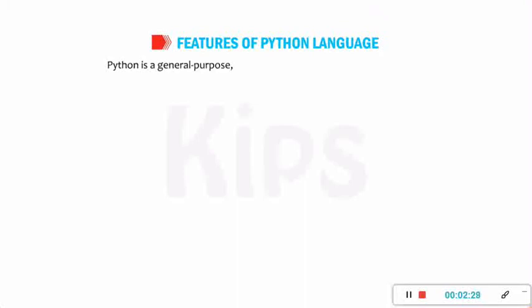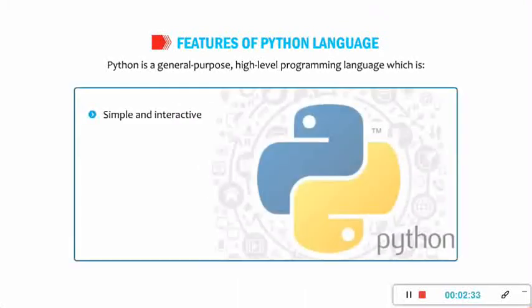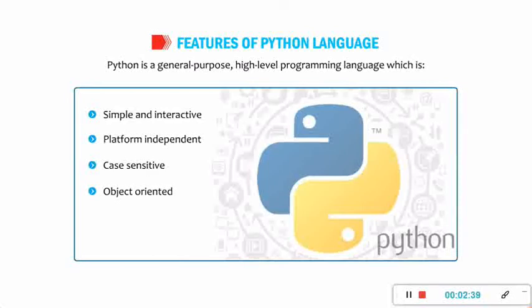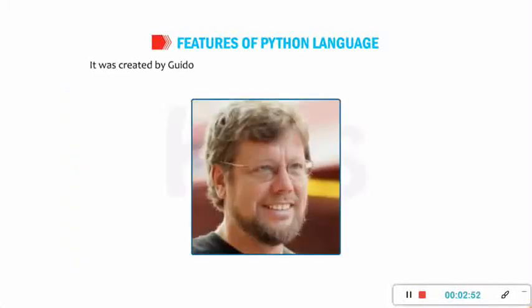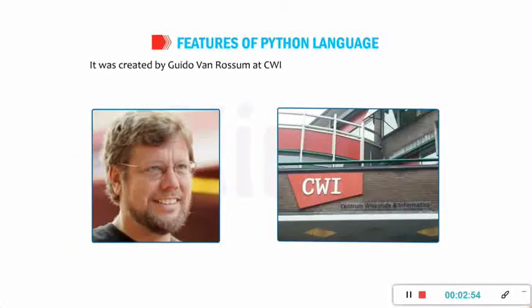Python is a general purpose, high-level programming language which is simple and interactive, platform independent, case sensitive, object oriented, an interpreted language, and uses variables without declaration. All these features make Python a popular language. It was created by Guido van Rossum at CWI.